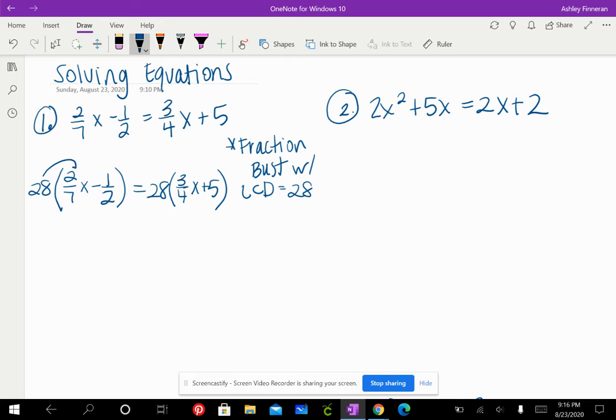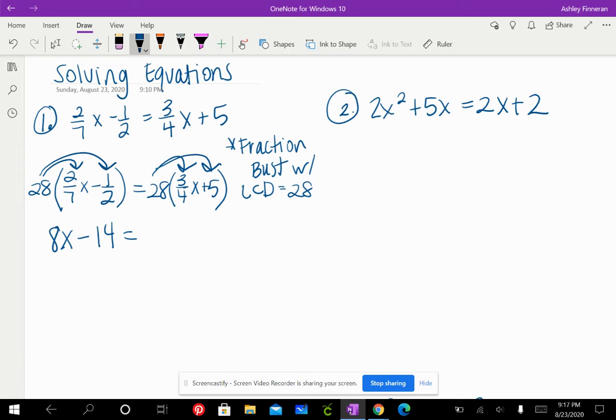So now when I distribute this 28 to both sides, I'm going to be left with integer coefficients. So 28 times 2/7. I know I have to multiply by 2 and divide by 7. Well, as I do this in my head, I'm going to divide by 7 first. So 28 divided by 7 is 4, times 2 is 8, which gives me 8x. 28 times 1/2. Well, if I divide that by 2, I get 14. And then times by -1 is still 14.